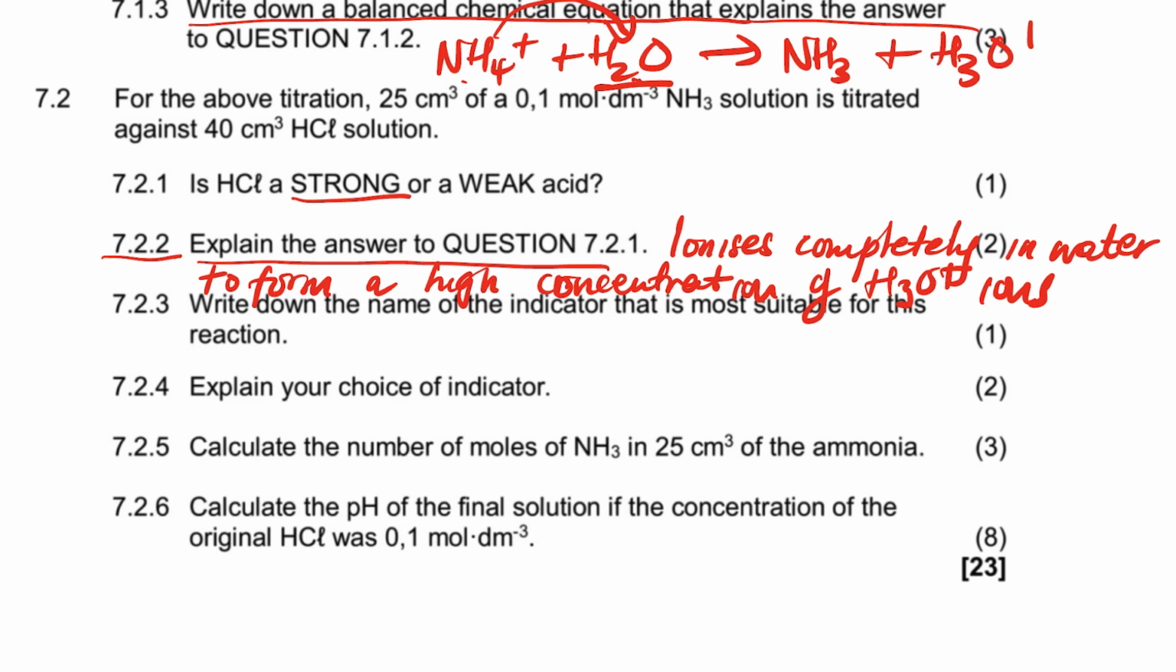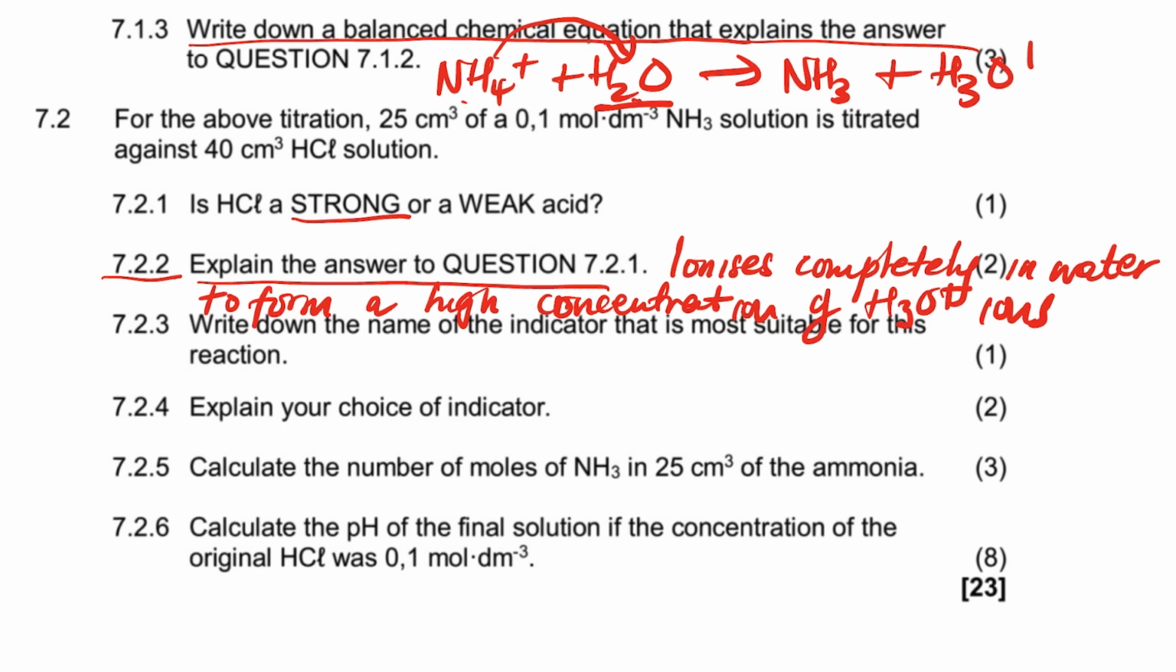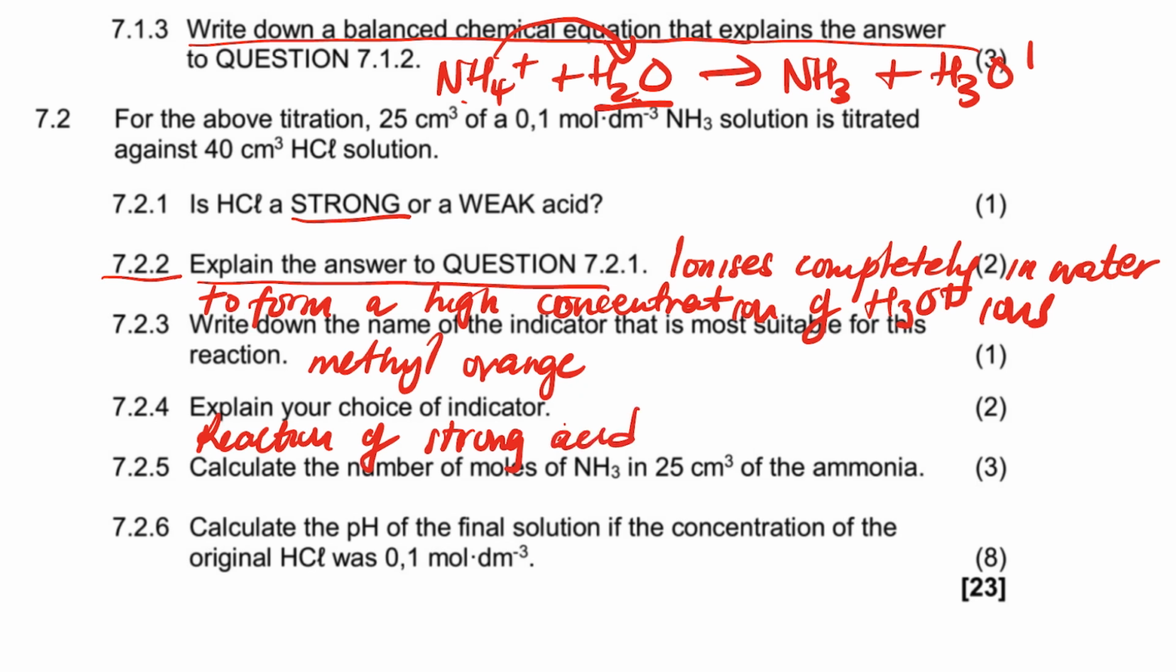Okay, right? It says write down the name of the indicator that is most suitable for this. Guys, for a strong acid and a weak base, you use an indicator that is called methyl orange. Methyl orange is for a strong acid and a weak base. So it says explain your answer, why you chose that. This is a reaction of a strong acid, or you can say it's a titration of a strong acid and weak base, as I've mentioned.